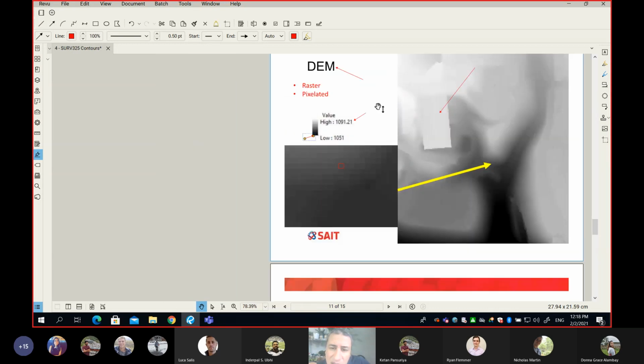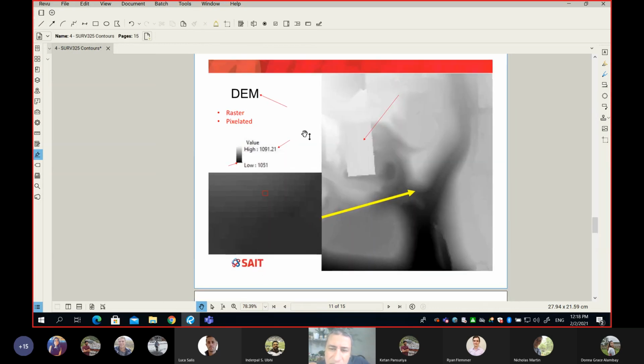So you can see the DEM is simply an array or matrix of numbers where every number is the height of the area, or the pixel, represented in color. Light color or white color means high. For example, the soccer field is the highest elevation, while this area here, in black, is the lowest elevation.